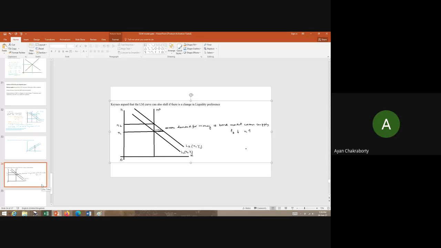Sir, if there is a change in K, that is the transaction is constant, will there not be a change in the slope of the LM curve, or will there be a shift? I didn't get your question, your voice didn't come out clearly. Can you speak a little bit slowly? Sir, the transaction demand is KY. So if K changes, will there be a shift of the LM curve, or will the slope of the LM curve change?